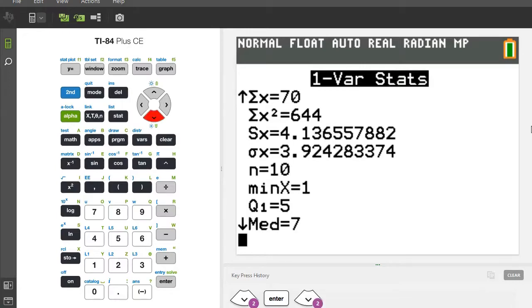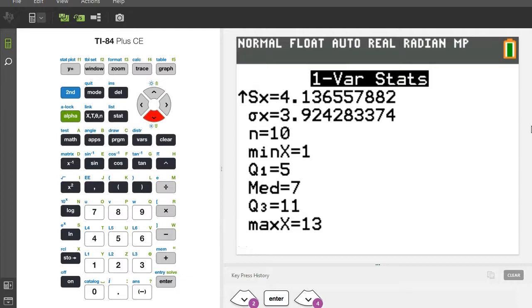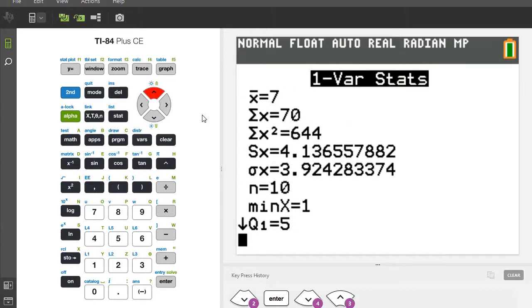Min, Q1, median, Q3, and max are also shown if you click the down button on your calculator. Then if you click the up button, you can scroll back up.